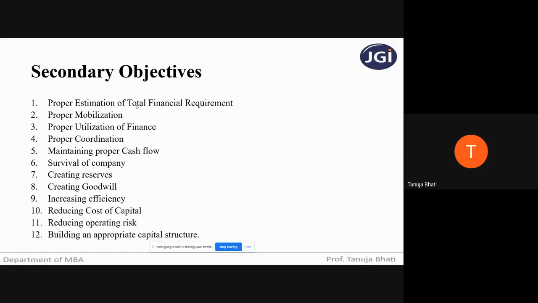Similarly, in case of a company, once you determine the amount of funds required, you have to properly mobilize it. Mobilize it means move that fund from your bank to that particular area where the investment is required. So there has to be a proper movement of funds so that there is no misutilization of funds.